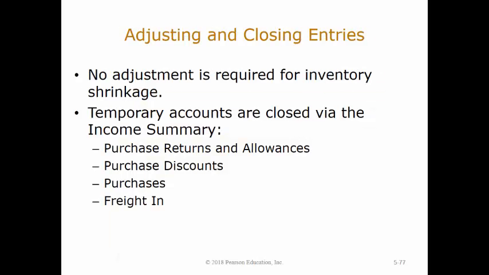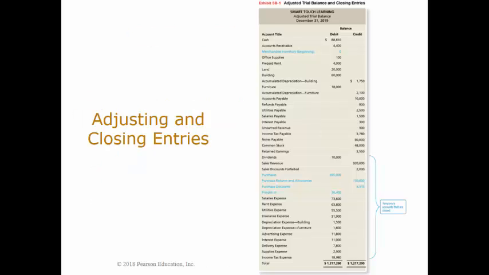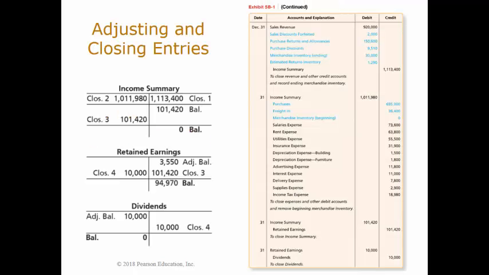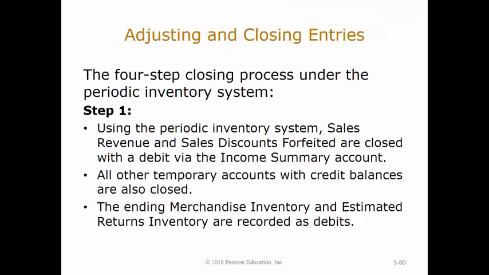There is no need to record an adjustment for inventory shrinkage since there is no difference between the accounting records and the physical count of inventory on hand. The process of recording the ending merchandise inventory is completed through the closing entry process. The adjusted trial balance shows the accounts associated with the periodic inventory system. The temporary accounts associated with the periodic inventory system are closed via the income summary.